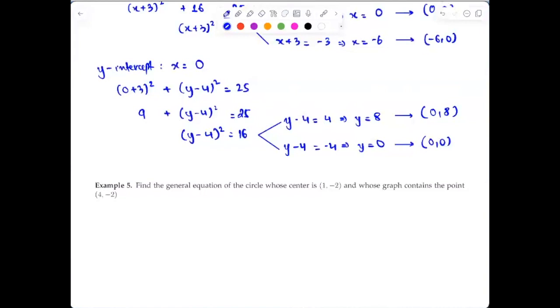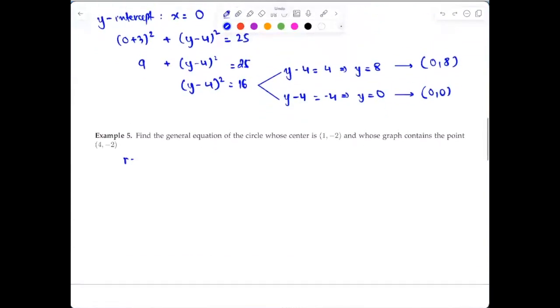Just the distance between 2 points. All right, what is the radius equal to? Anyone got it? 3, yes. So the radius is equal to 3. Again, we just use the distance between the 2 points. So let me quickly do that. The radius is square root of 4 minus 1 squared plus negative 2 minus negative 2 squared. Right, so 3 squared plus 0 squared, so the radius is equal to 3.